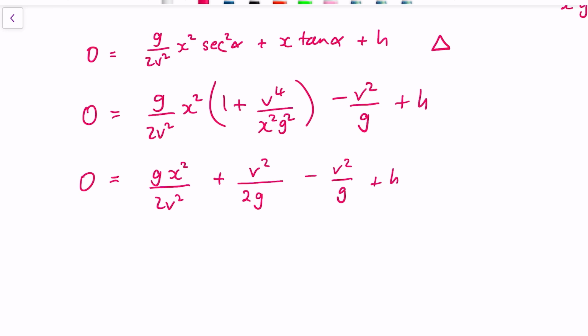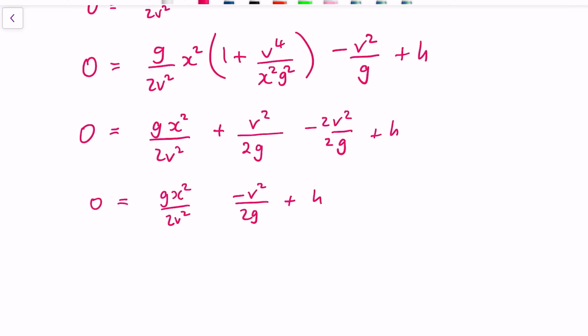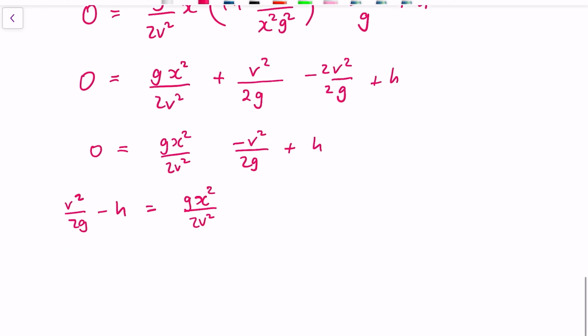Okay, we can put those second and third terms together. It's just a half minus a whole, so that's negative v squared over 2g. And then move everything to the other side. So we've got v squared over 2g minus h. Then cross multiply this thing, times both sides by 2v squared, and divide both sides by g.